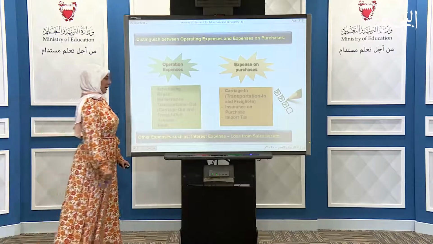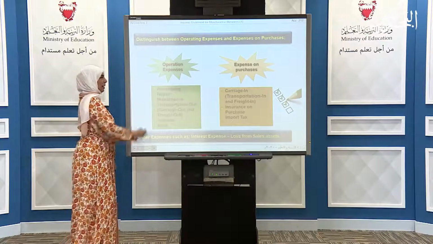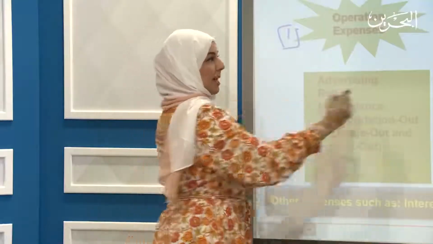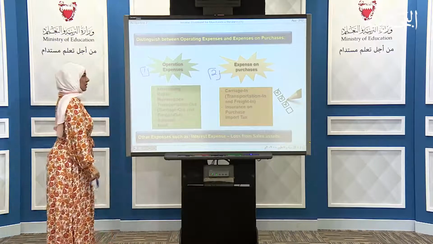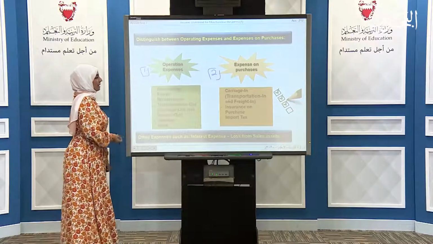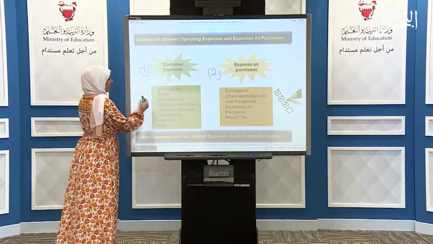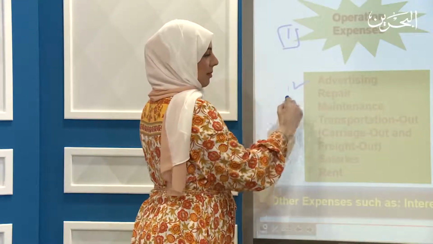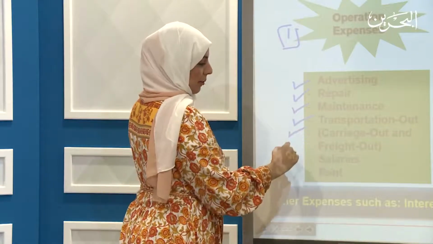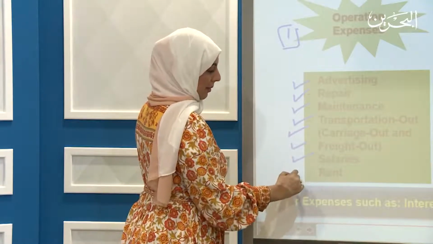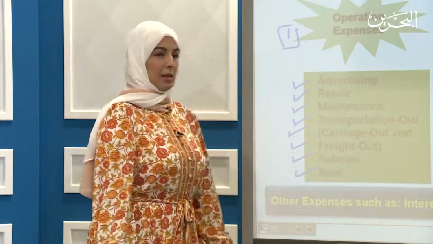Let us take a look and differentiate between the two types of expense. The first one is the operating expense, and the second one is the expense on purchase. What's the difference between these two? The operating expense is the expense that I spend to operate my work, and examples are the advertising expense, repair, maintenance, transportation out, carriage out, freight out, salaries, and finally the rent. These are some examples of the operating expense.